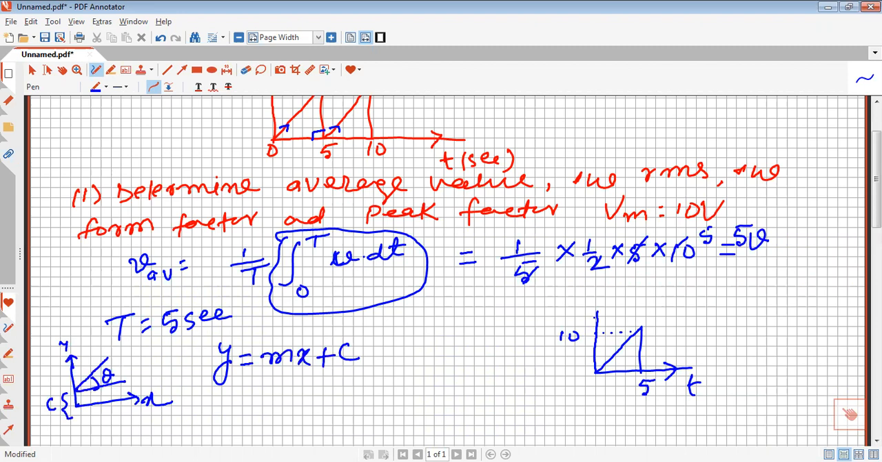If we compare this waveform with this relation, on the y-axis what is the value? This is v; on the y-axis, voltage is there. For m, the slope, we have to find what angle this line makes with the x-axis. This is theta, and m is tan theta. From here we can see that tan theta is 10 divided by 5.